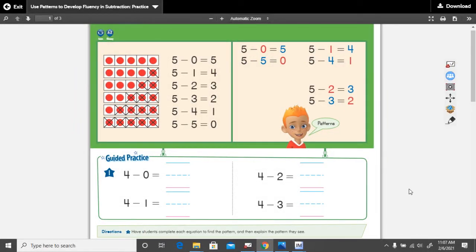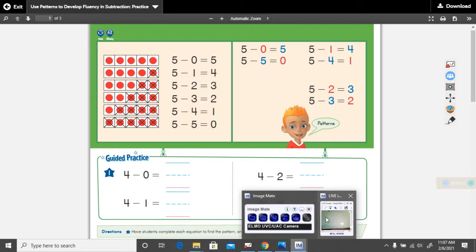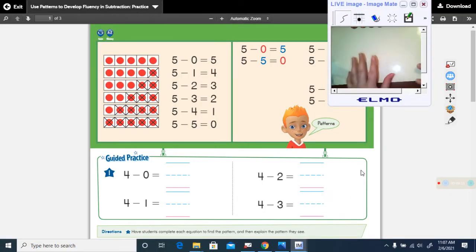Hello, boys and girls. These are our math practice pages, and we are going to work out these problems. Now, I'm going to use these counters here to help us work out these problems, okay? So, let's look at this first pair.